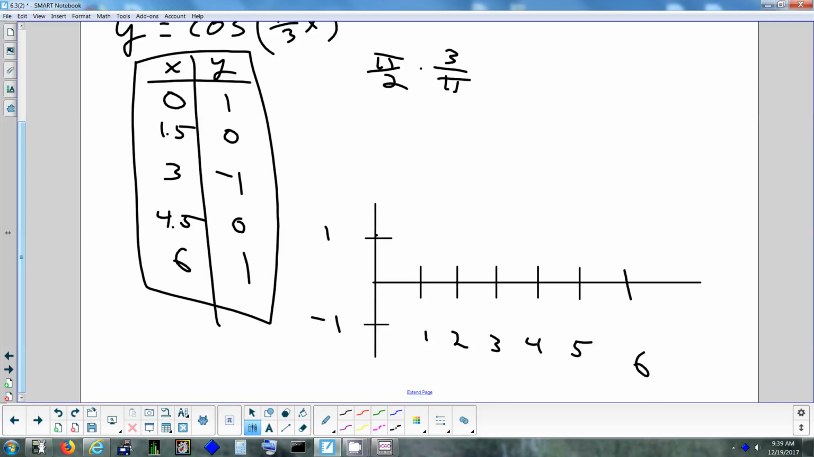Okay, so we've got 0, 1. And 1.5, that's not an awful number because it's split right in the middle. So it's not an awful decimal to work with. 3, negative 1. 4.5, we're back at 0. And 6, 1. Again, looks the same as all the other functions we've done because I changed the scale. Right. Any questions on that?